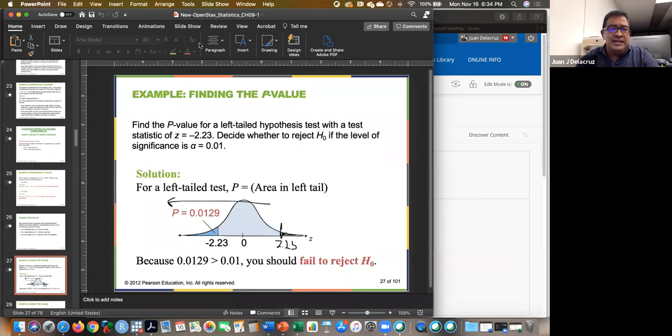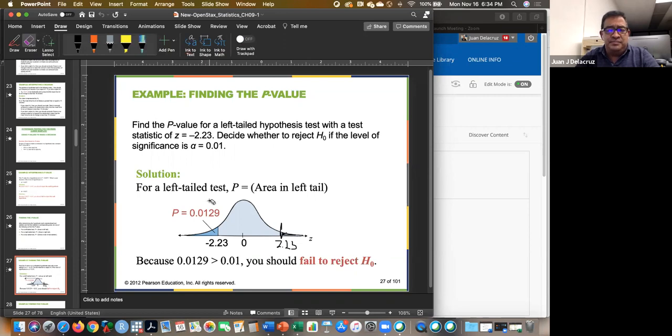So in this case, I already made some numbers. This is a left tail test. Find the p-value for the left tail hypothesis test with a test statistic of z equal to minus 2.23. Decide whether to reject H naught if the level of significance is 1%. So we find the area corresponding to the z-score.